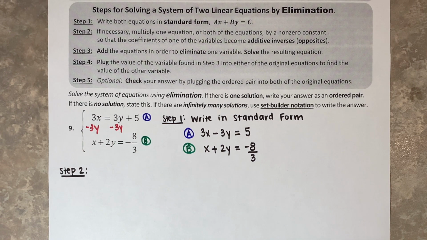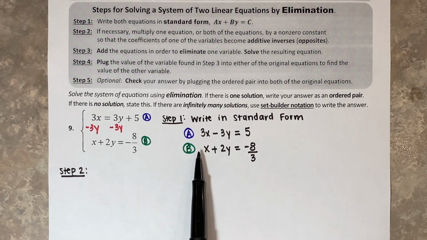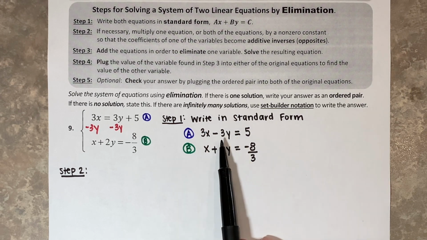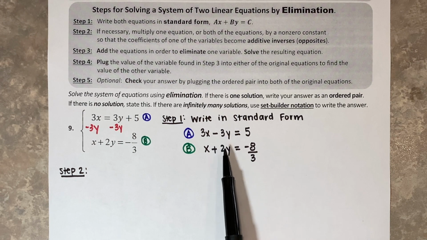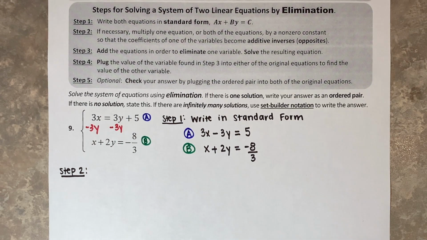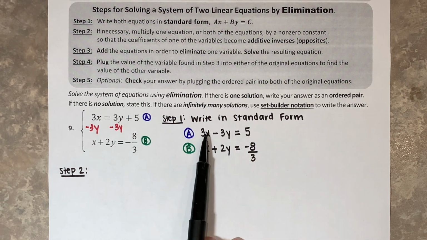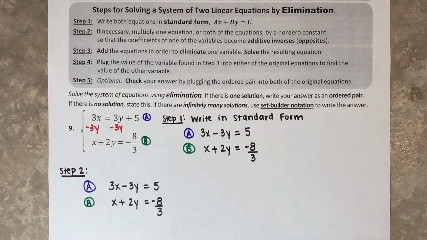Now the goal for step 2 is to get either the coefficients of the x's to be matching but opposite, or to get the coefficients of the y's to be matching but opposite. So I'm going to start by copying down these two equations into step 2. Now, in order to get the coefficients of either the x's or the y's to be matching but opposite, we want to multiply one or both equations by some number.